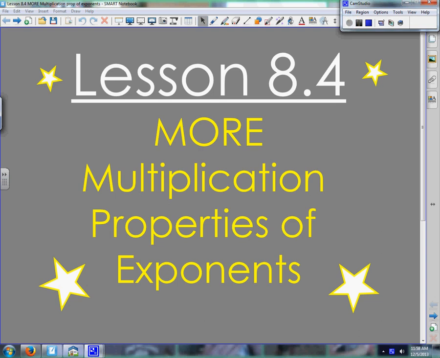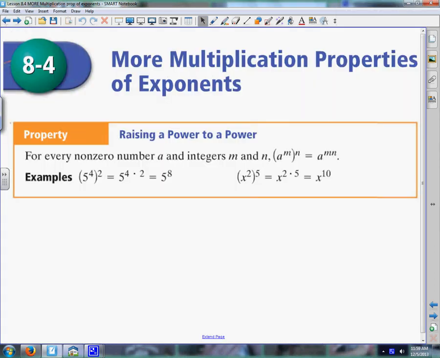Hello mathematicians, this is lesson 8.4, more multiplication properties of exponents. So in 8.3 we did 5 to the fourth times 5 to the second, and that would be 5 to the sixth. Now this is a little bit different. They're saying that 5 to the fourth is squared. So it looks different. It has 5 to the fourth in parentheses and then you square the whole thing.